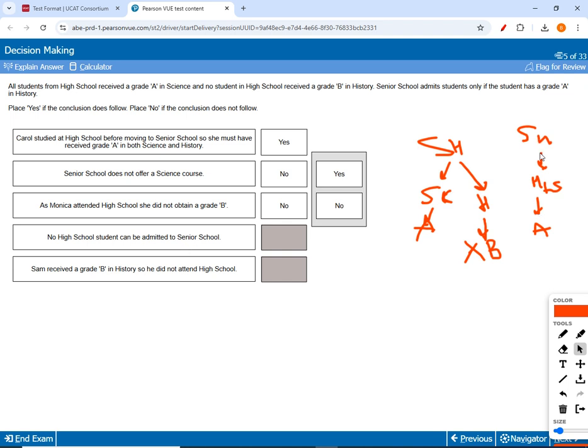No. So we don't know. Right, absolute lack of information. Big, fat, no. Right, Sam. Right, again. Sammy received grade B in history. Okay, new rule. Did not attend high school.